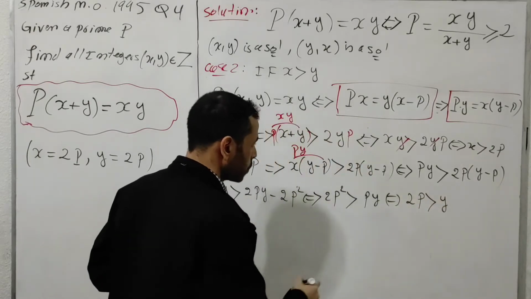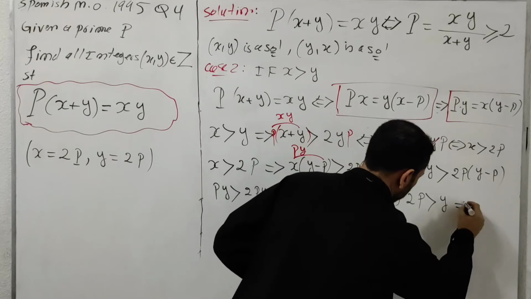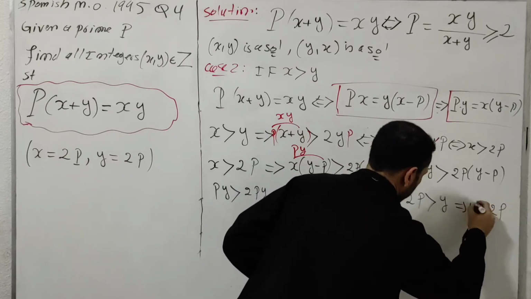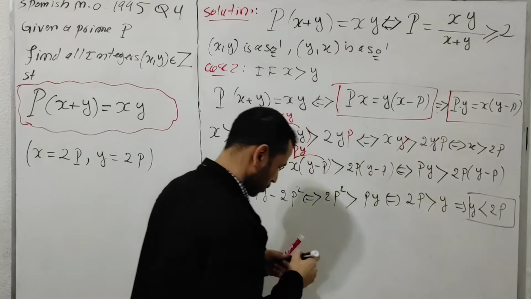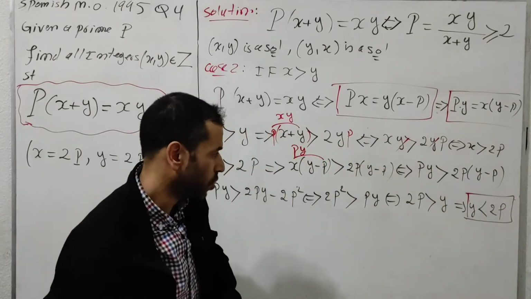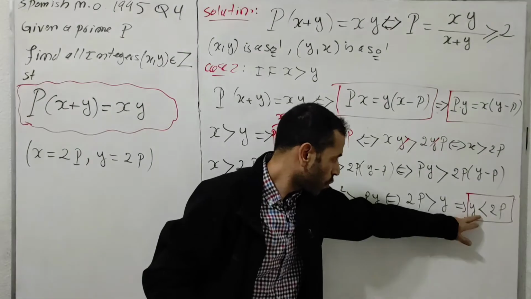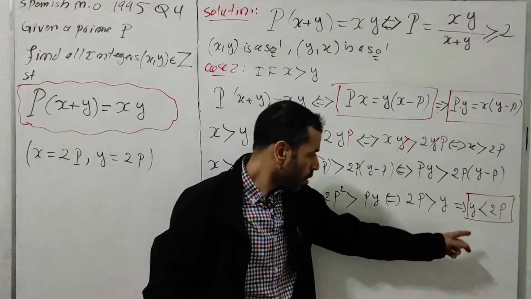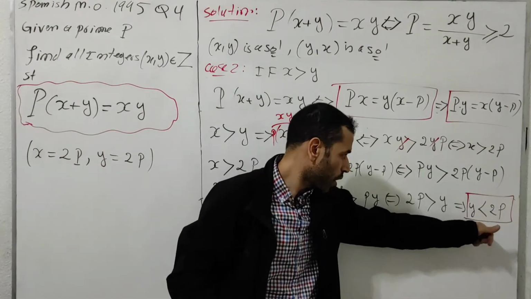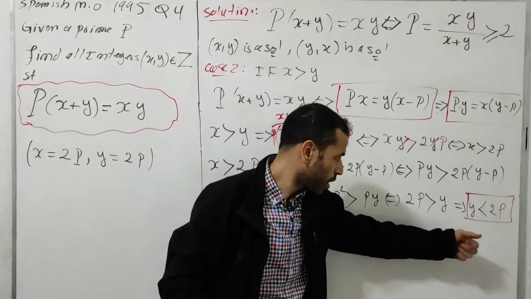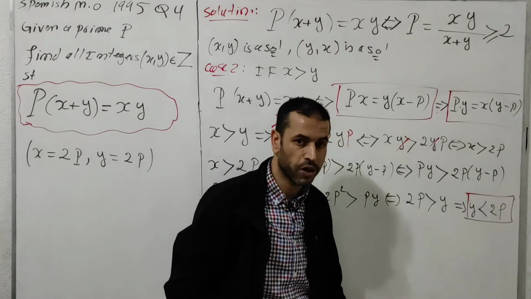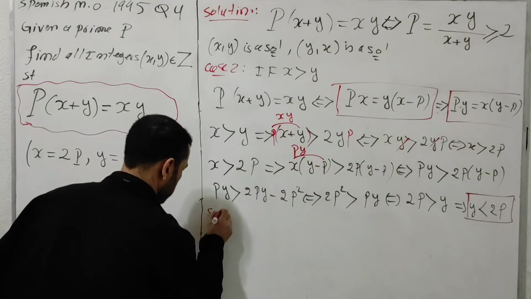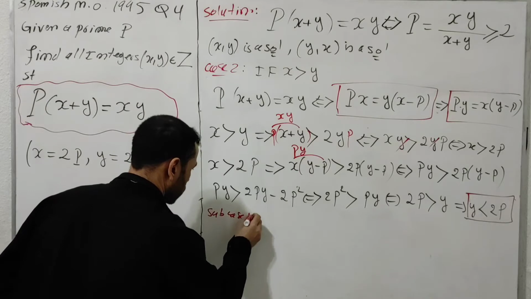In other words, y is strictly inferior than 2p. It's the same thing as this one. Now I get a new inequality, since y is strictly inferior than 2p. Now we will have two subcases. When we have p equal to 2 as a prime, and the second subcase when we have p strictly superior than 2. So let's put subcase number 1.